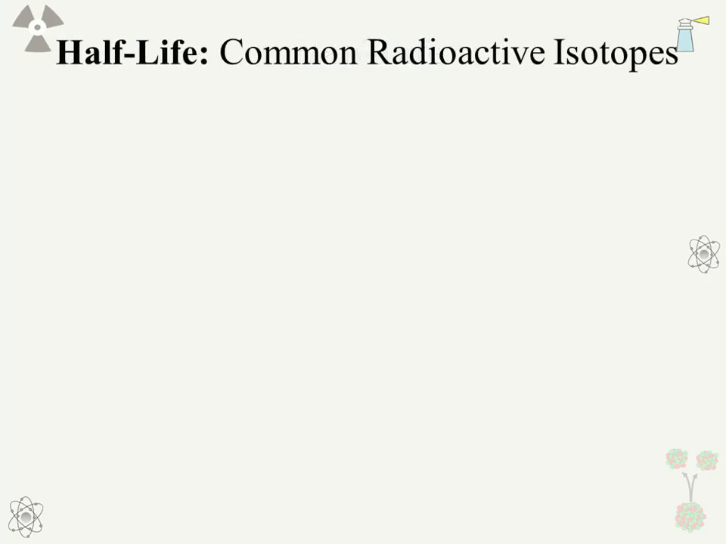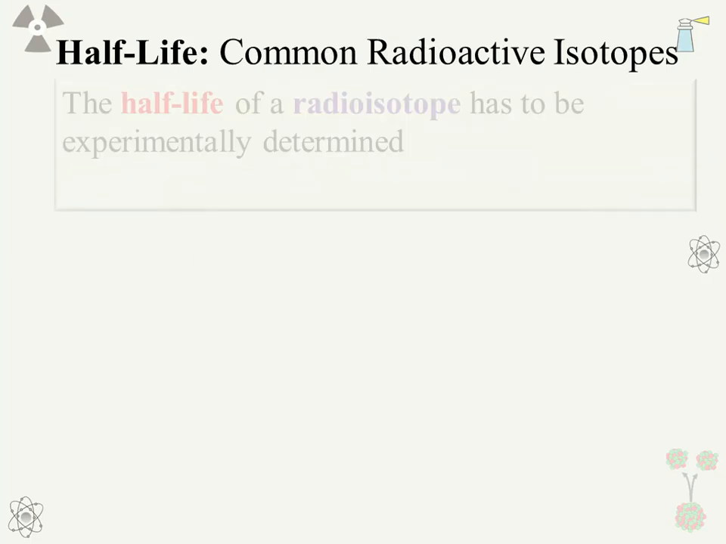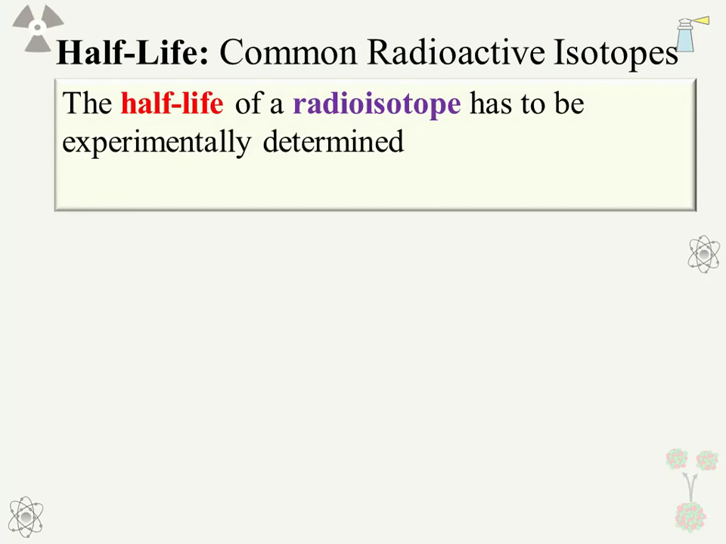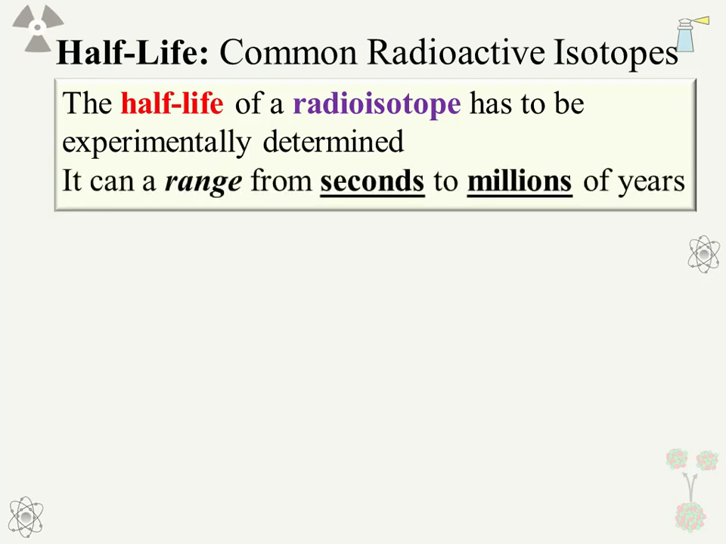The other component of dealing with half-life is that not all radioisotopes decay at the same rate. The half-life of a radioisotope has to be experimentally determined. It cannot be reasoned from principles. Any particular type of radioactive isotope will have one specific half-life. That one specific half-life can be found in a range from seconds to millions of years. It has to do with how unstable the nucleus is for that particular isotope. Really unstable isotopes have short half-lives, and the more stable ones have really long half-lives.